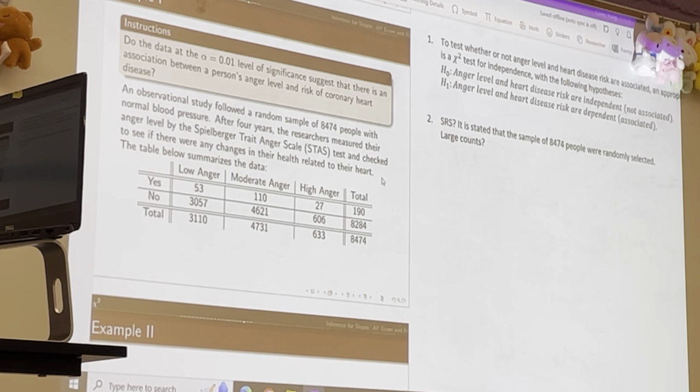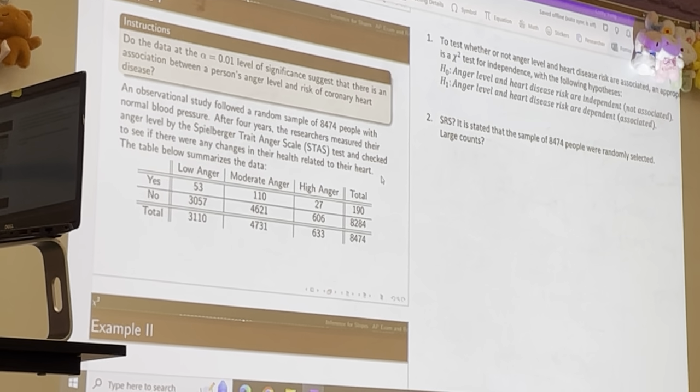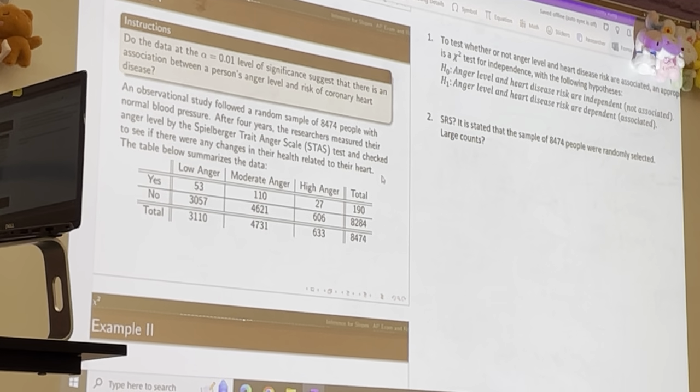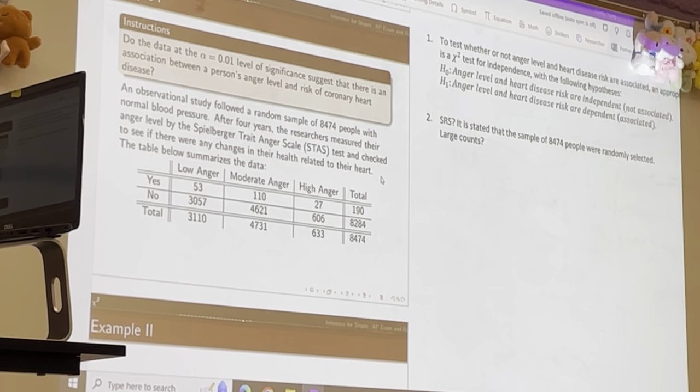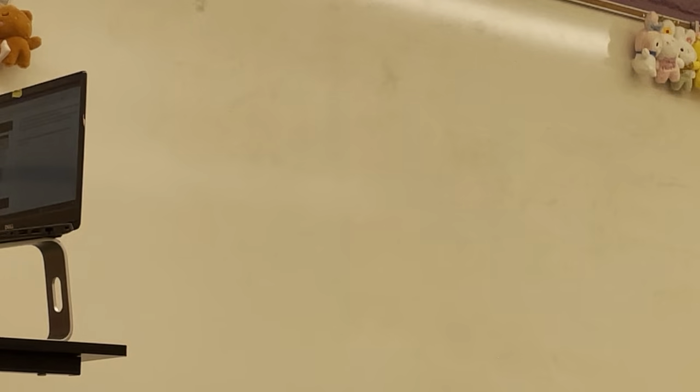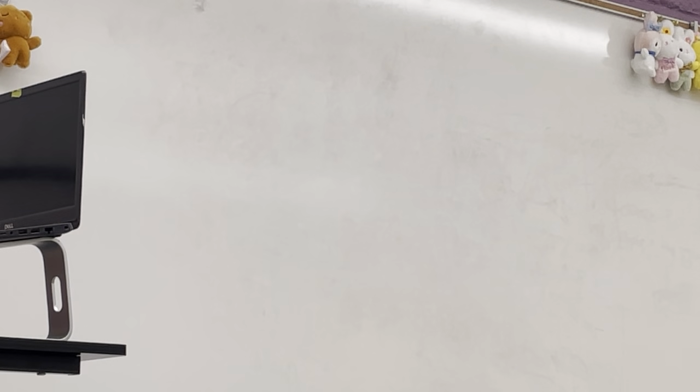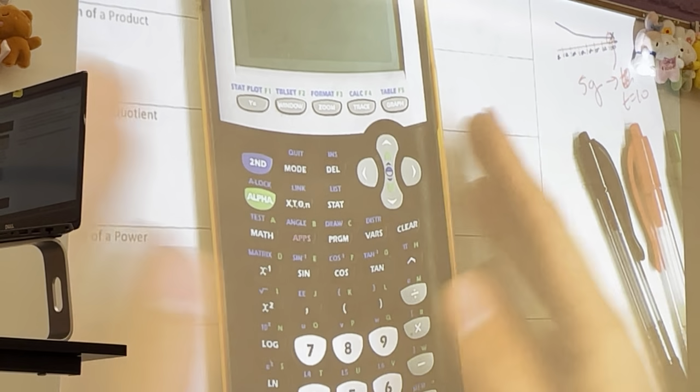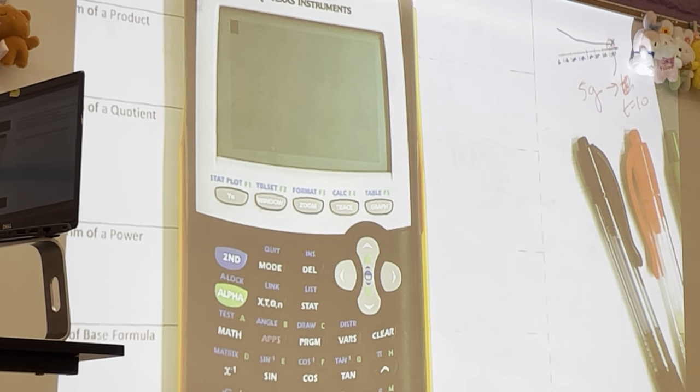So if you guys have your calculators, go ahead and take them out. And then I will have to go back to the site for you guys to input the data, but it does have a slightly different procedure than goodness of fit, all right?